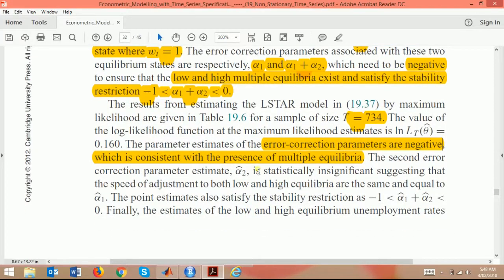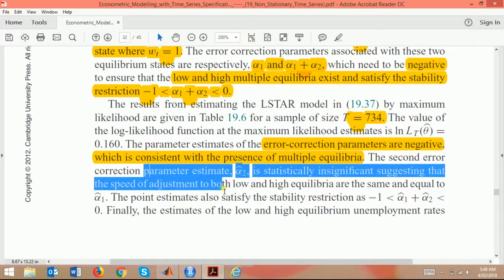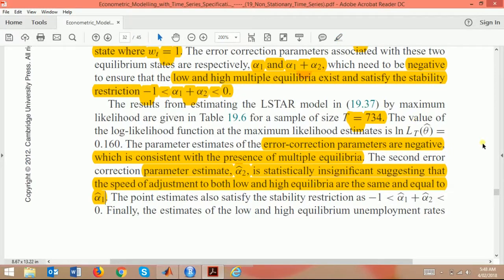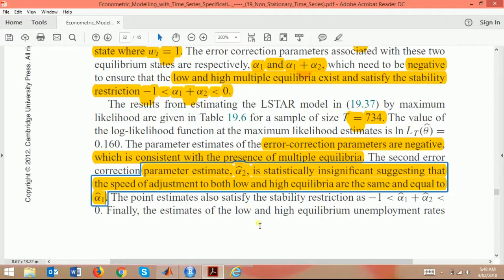The second error correction parameter estimate alpha 2 is statistically insignificant, suggesting the speed of adjustment, beautiful. This is insignificant, suggesting that the speed of adjustment to both low and high equilibria are the same and equal to alpha 1. So basically, because the first error correction parameter is quite significant compared to the second error correction parameter, which is not very significant, we know the speed of adjustment in both high and low equilibria will only correspond to the first error correction parameter. So the speed of adjustment to both situations, low equilibria and high equilibria, are the same first of all, and they are equal to the first error correction parameter.